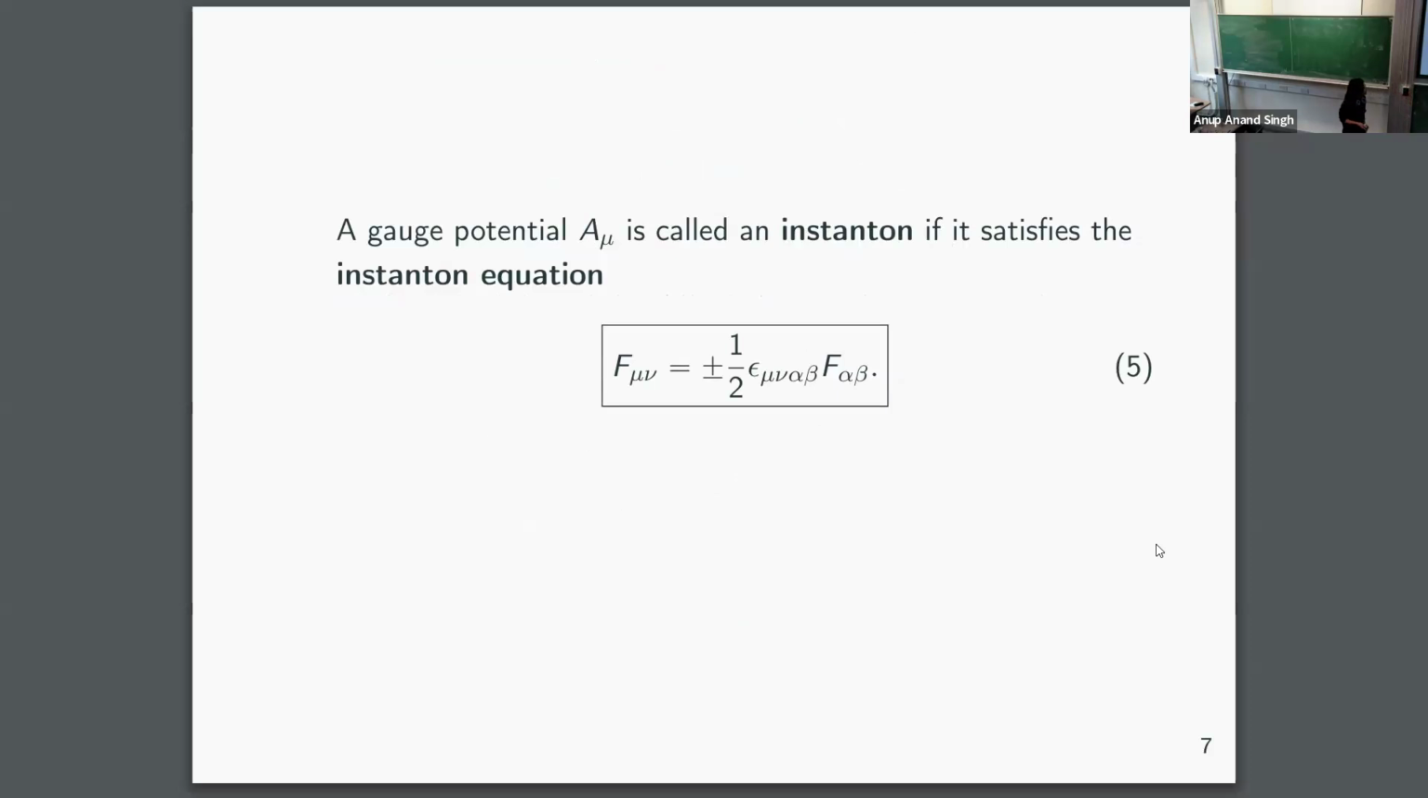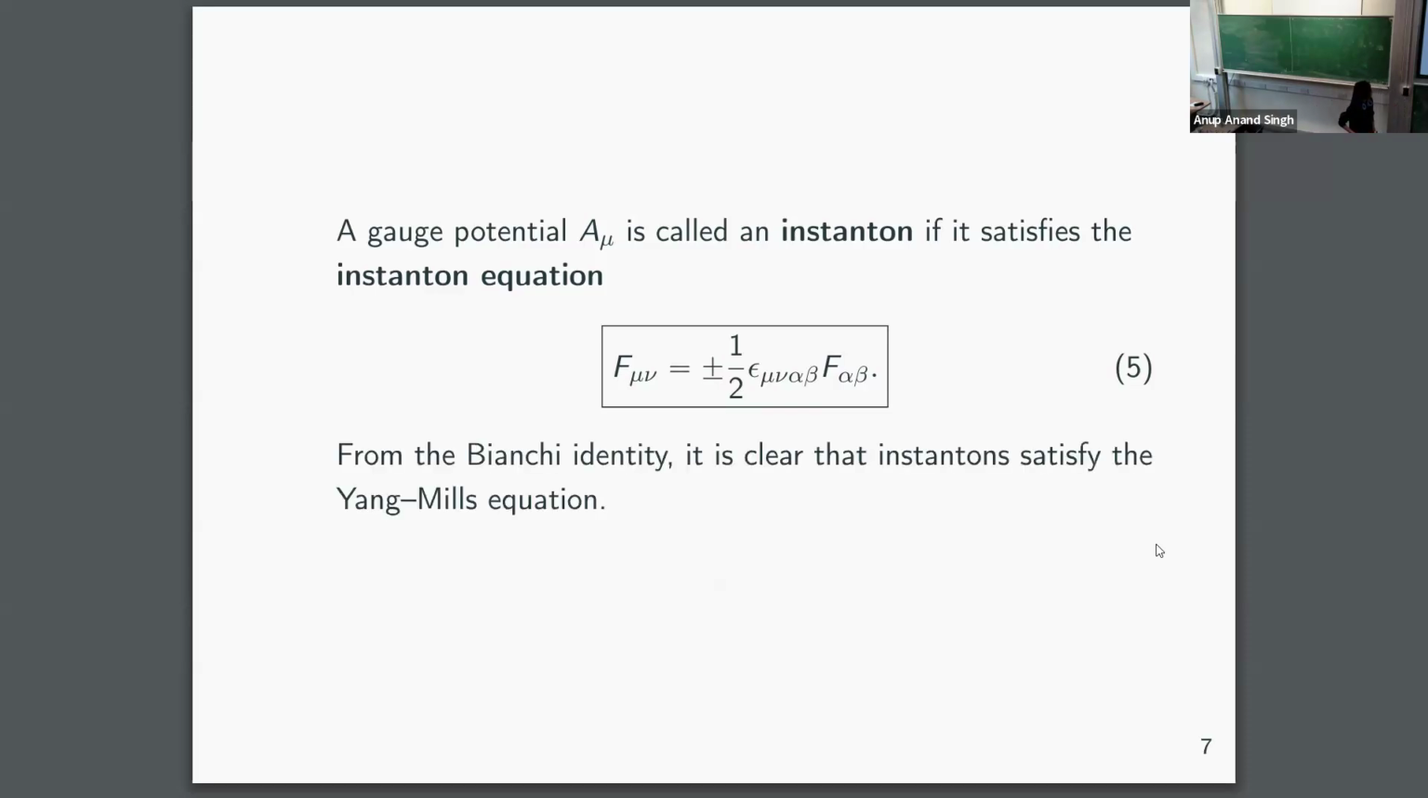Now a gauge potential A_mu, I'll call it an instanton if it satisfies this instanton equation, F_mu nu equals plus or minus one half epsilon_{mu nu alpha beta} F_{alpha beta}. Of course, one will be called the self-dual instanton and the other the anti-self-dual instanton, depending on what convention you put on epsilon. And of course, from the Bianchi identity, it's very clear that the instantons will satisfy the Yang-Mills equation.